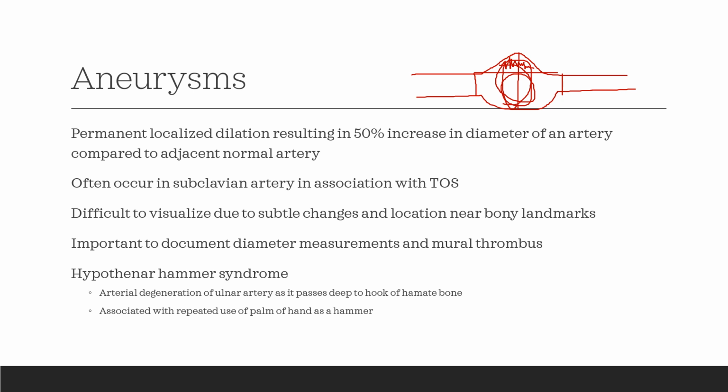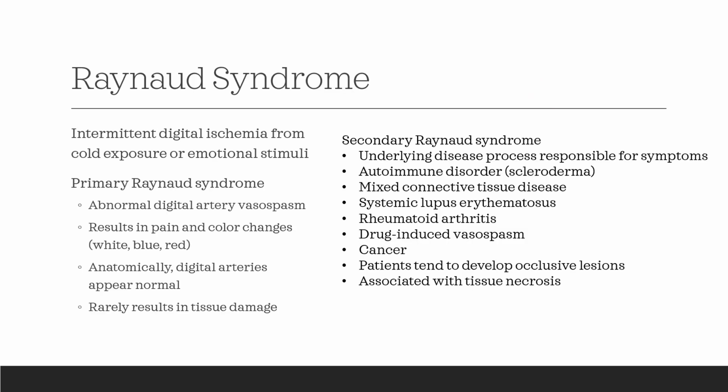Okay, there's another abnormality called hypothenar hammer syndrome. This is, interestingly enough, a bad habit of some people, where you use your hand as a hammer. When you're using your hand or your palm region as a hammer, it can actually cause degeneration of the ulnar artery as it passes deep to the hook of hamate in your carpal bones. Because of that, it can affect the blood flow to that region. So that's another syndrome you may encounter, especially in those digital arteries.